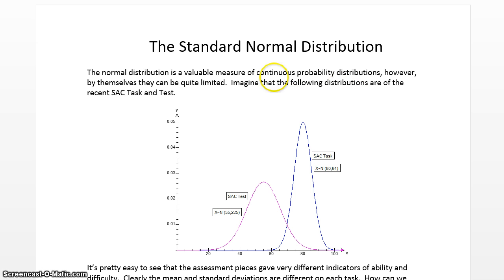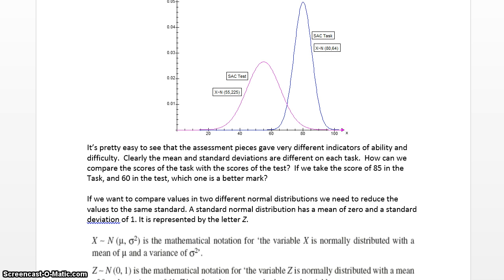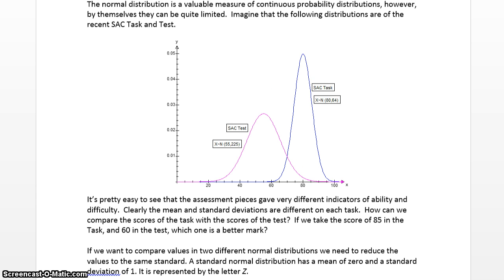Imagine the following distributions are of a recent SAC task and a SAC test. So we assessed both a task and a test, and we wanted to rank you guys from best to worst based on the scores. And the task and the test had slightly different means and standard deviations. So if you have a look here, the SAC task has a mean of 80 and a standard deviation of 8. It's a variance of 64, but standard deviation of 8.